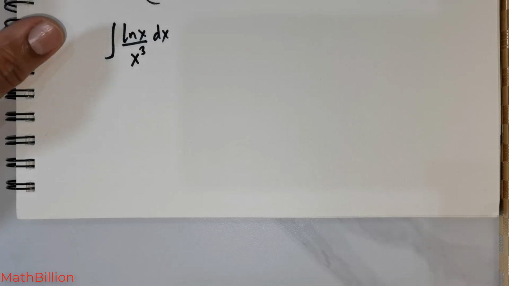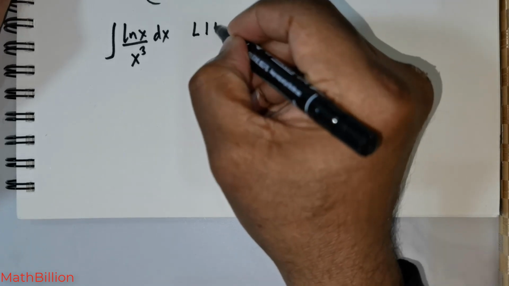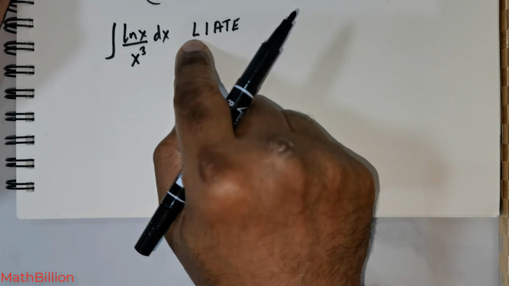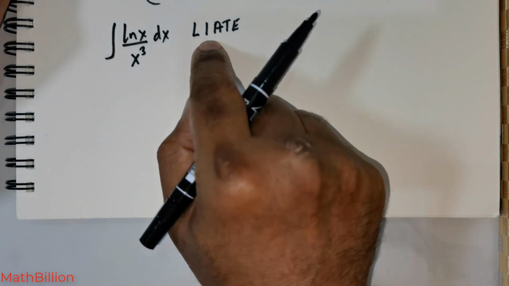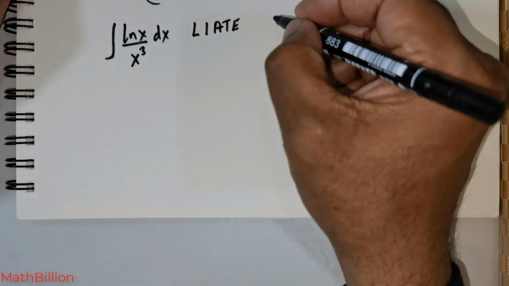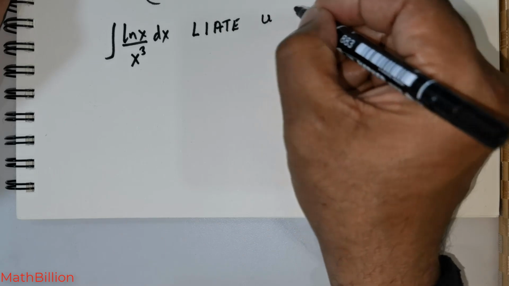How to integrate the integral of ln x over x to the power of 3 times dx. Now what we have to use is the technique called LIATE. L stands for logarithmic functions, I is inverse, A is algebraic, T is trigonometric, E is exponential functions. So based on this you need to assign the value for u.